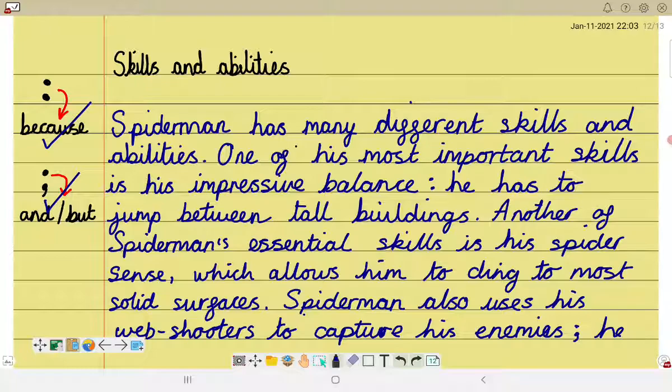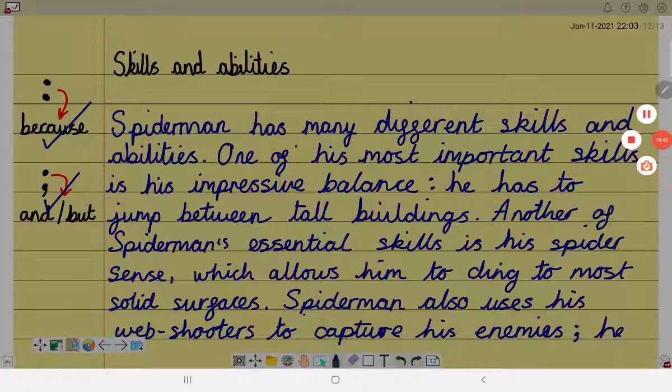So you're now going to go and write your own paragraphs about your superheroes, about their skills and abilities, and you've got to try and use a colon and a semicolon in your paragraph. Make sure you send your work to your teacher as well.